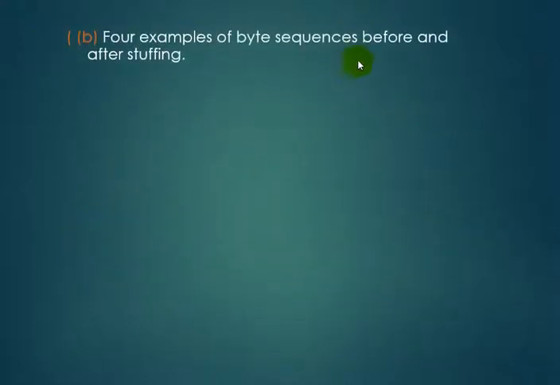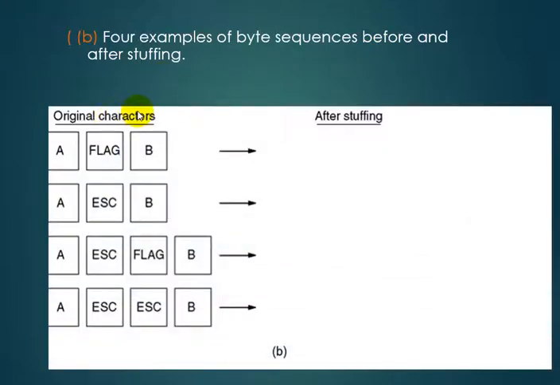Let us see. Taking four examples of byte sequences before and after stuffing. Let me take the original characters here, and after stuffing. So this is A, flag and B. Next message I am taking A, escape and B. Next A, escape, flag and B. Again A, escape, escape and B. So here flag is there, escape is there and flag is there. So two escape flags are present here. These are the original characters.